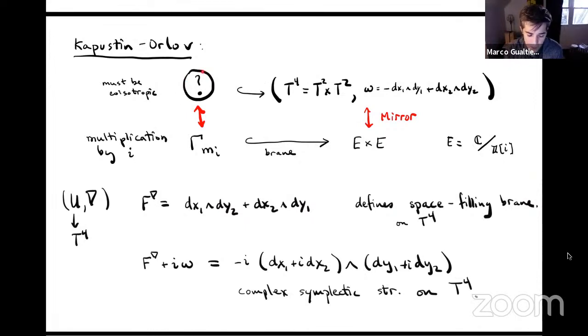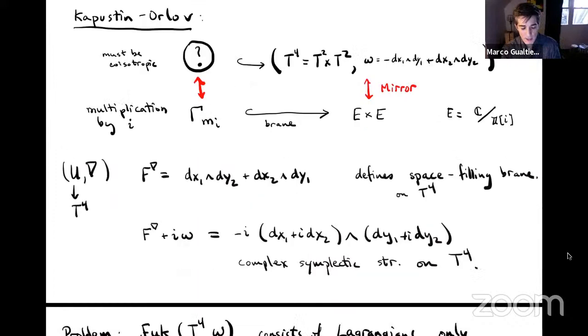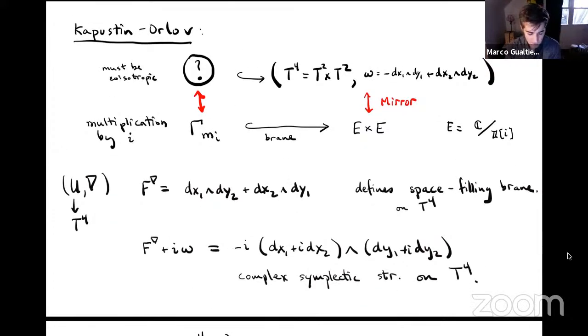So at that time, they realized that there could be other objects in the Fukaya category, or in the category of boundary conditions, and so they defined the following one. If x1 and y1 are conjugate variables and x2 and y2 are conjugate variables, then let's swap them a little bit and create a unitary connection with this curvature, so that when we combine this curvature with the symplectic form, we get something that breaks up as a wedge product of two holomorphic 1-forms and is transparently a holomorphic symplectic form on T4. So they realized that whatever this object is dual to should have this curvature, and so they discovered the first space-filling coisotropic brane.